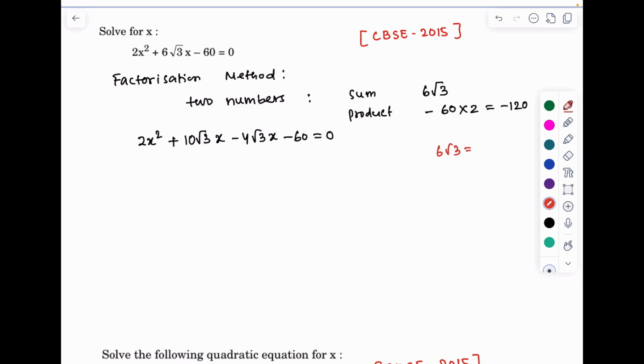How you will do it? Sum is 6 into root 3. That means we have to write two numbers as something into root 3 plus something into root 3. You have to choose these two numbers actually. If you will see, that means 6 will be divided in such a way that these two products will be equal to 40. You have to choose two numbers, because suppose it is x and it is y, then it will be equal to x into y into 3. If it's product, we will take product.